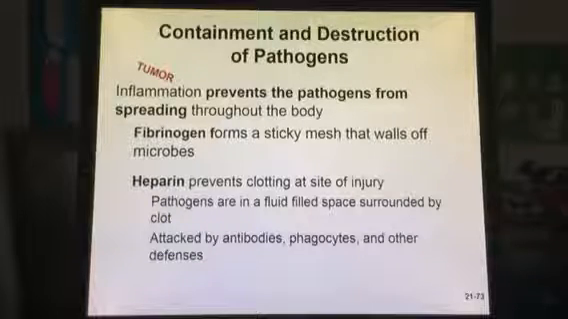Inflammation also prevents pathogens from spreading. So there's two methods here. The fibrinogen makes a sticky mesh that walls off the microbes so they cannot go anywhere, and then heparin prevents clotting.